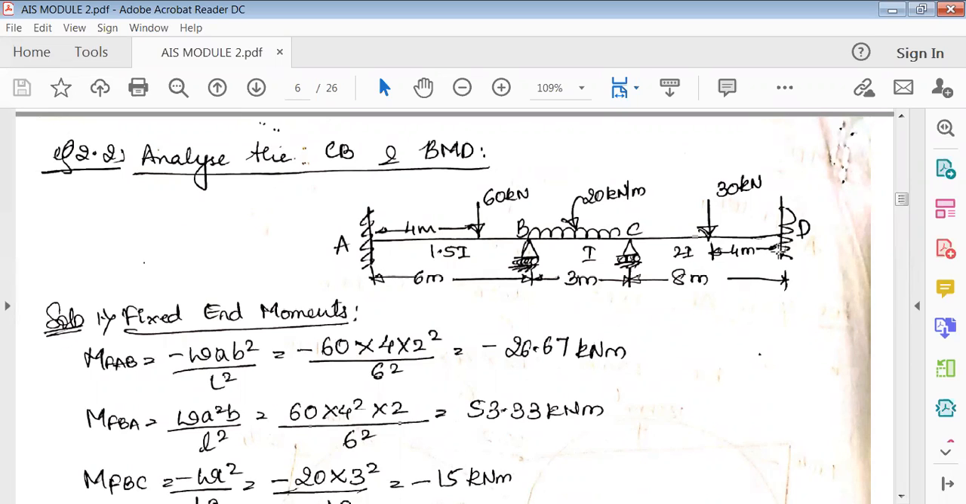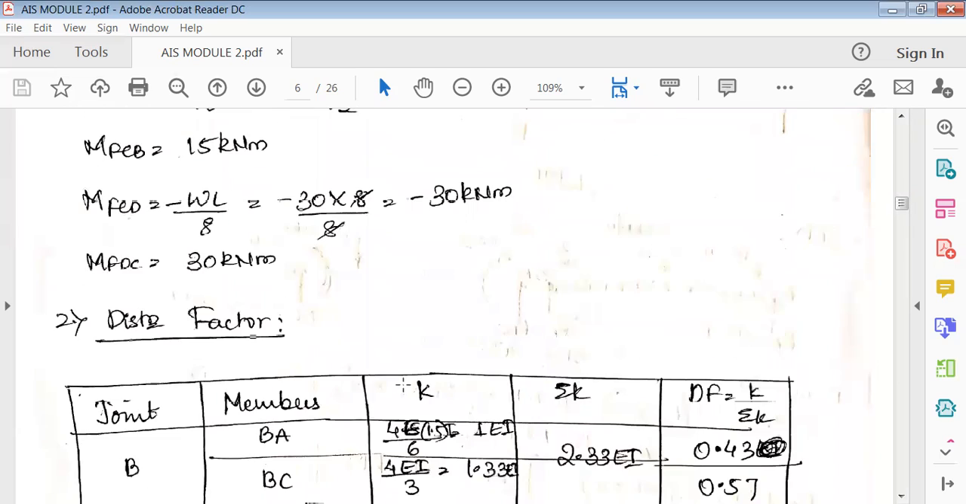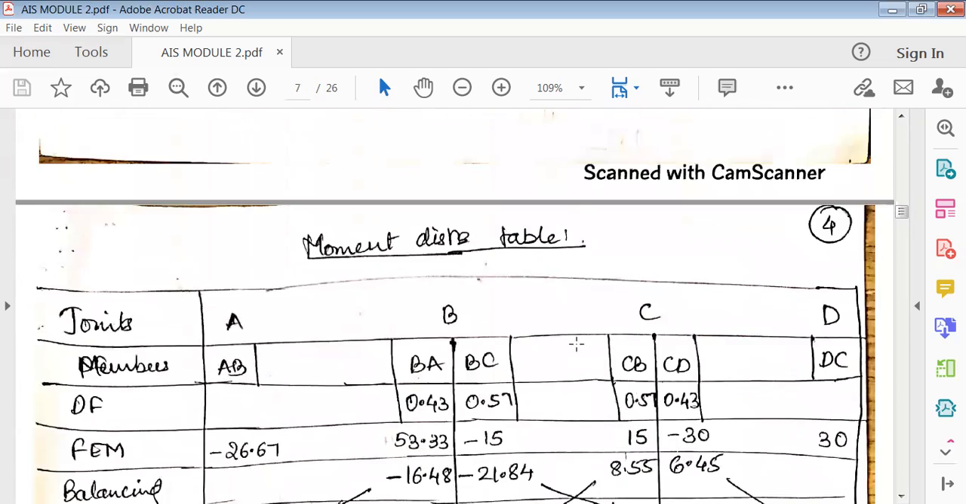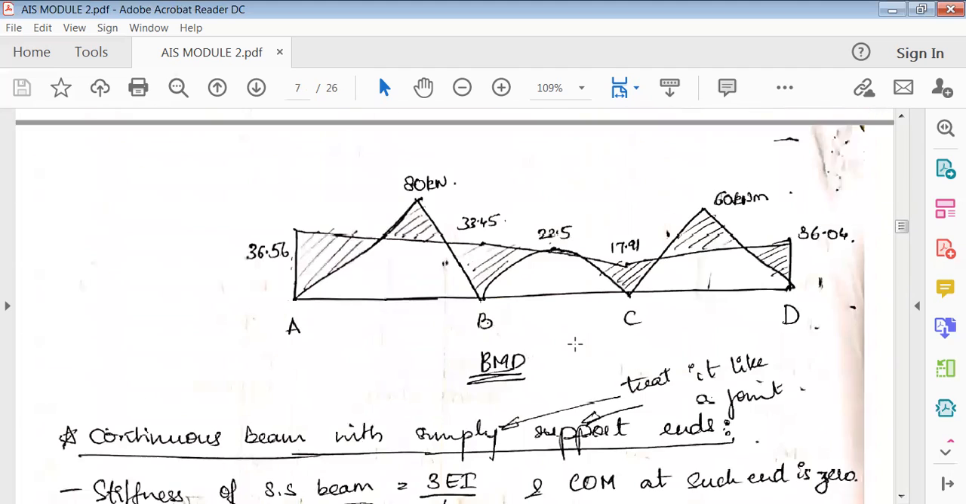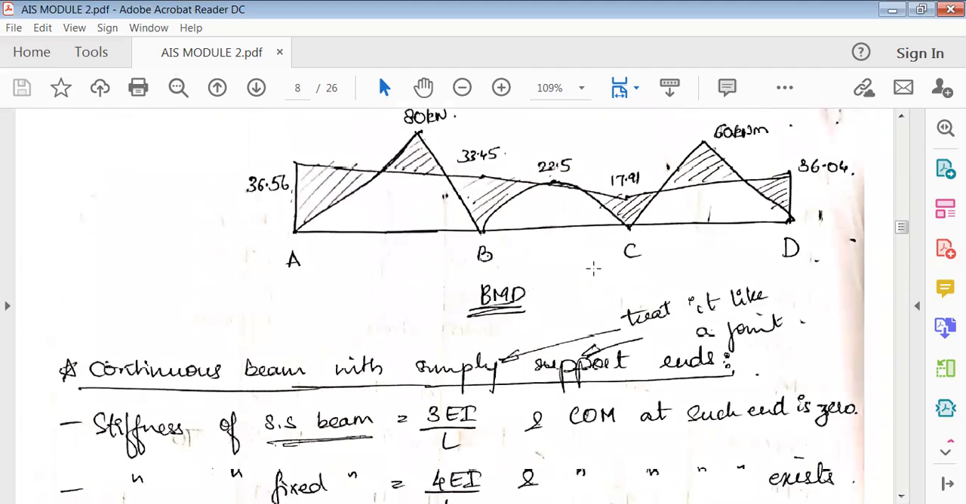B and C are simply supported, and AB span is having eccentric support with 1.5 times I, and BC has a UDL with I as the moment of inertia, and CD span has exactly the load which is concentric, exactly the center. Okay, so again, as usual, you're supposed to find the fixed end moments first, then distribution factor, followed by moment distribution table, and finally the final moments to draw the bending moment diagram.